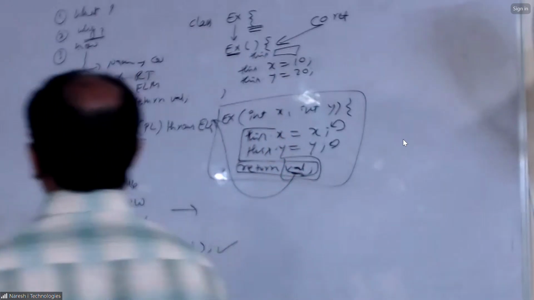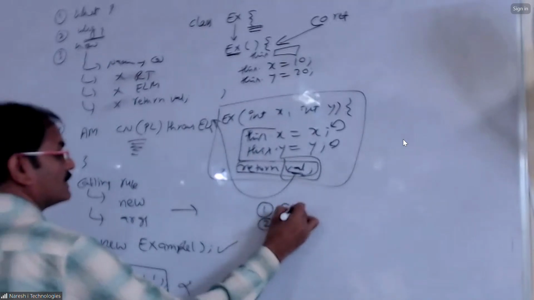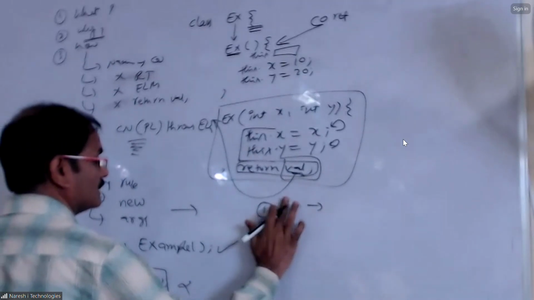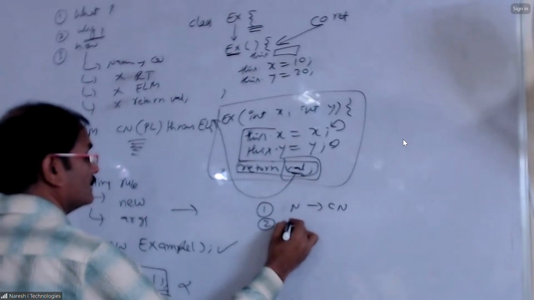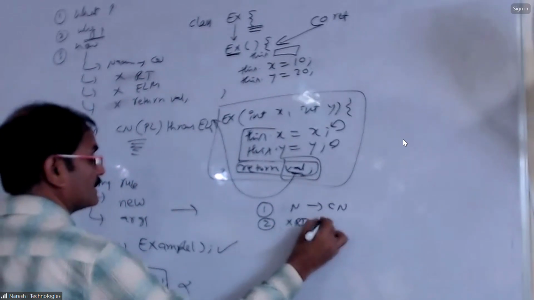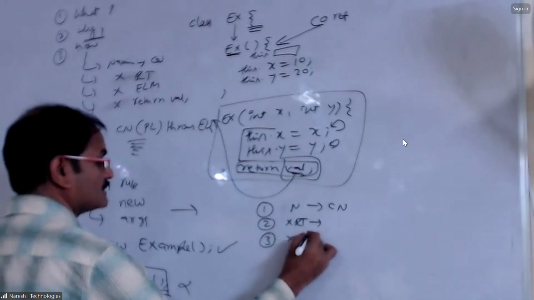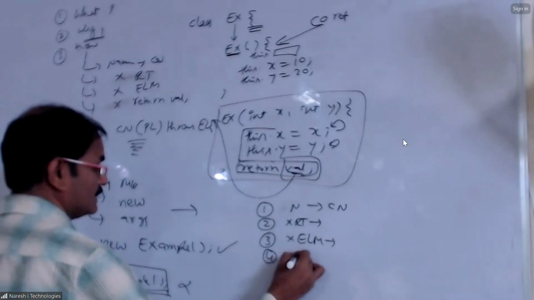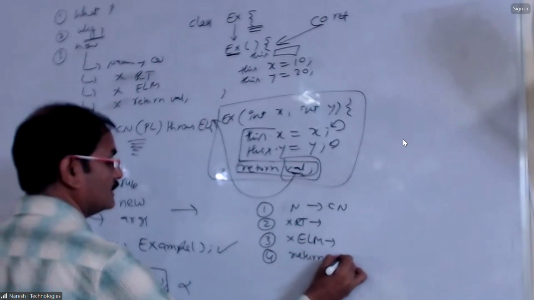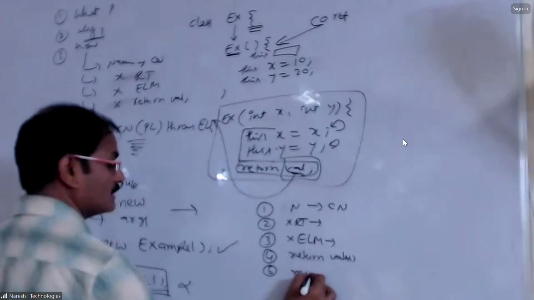So totally, how many rules do we have to follow while working with a constructor? Rule number 1, its name must be the same as the class name. Rule number 2, it should not have a return type, including void. Rule number 3, it should not have an execution level modifier. Rule number 4, it should not contain return value semicolon. Rule number 5, it must be called using the new keyword.